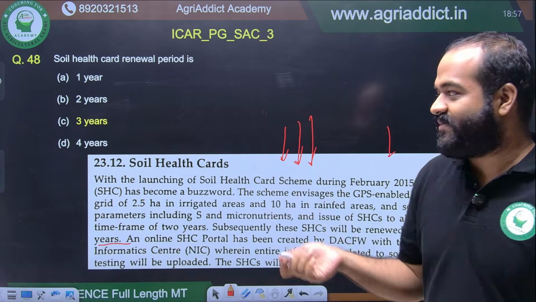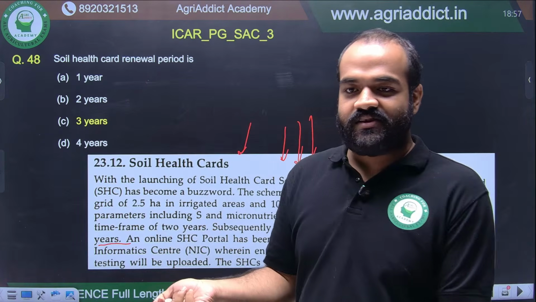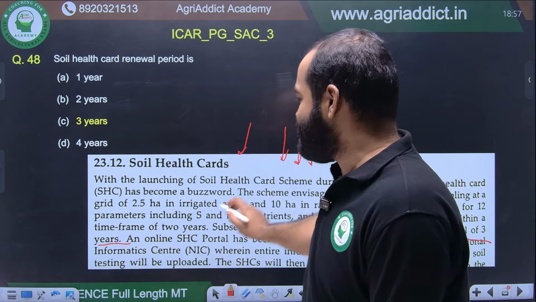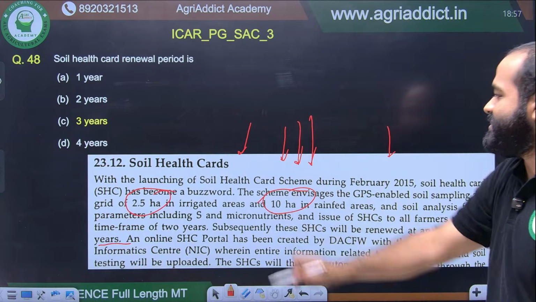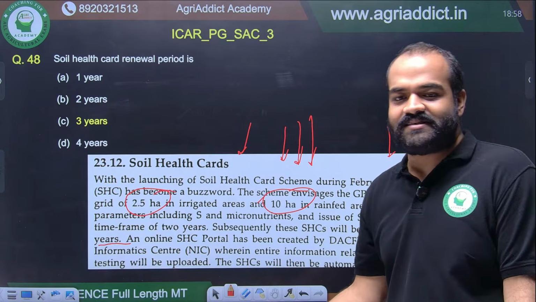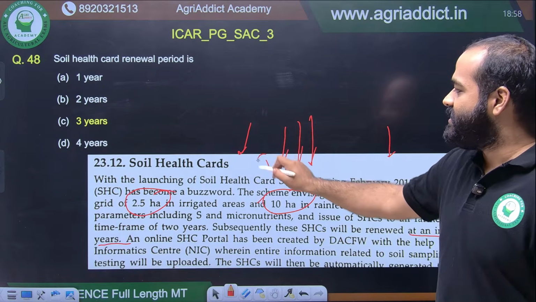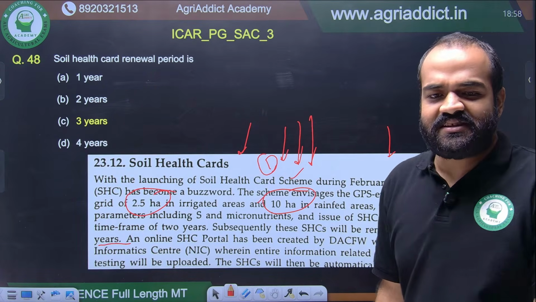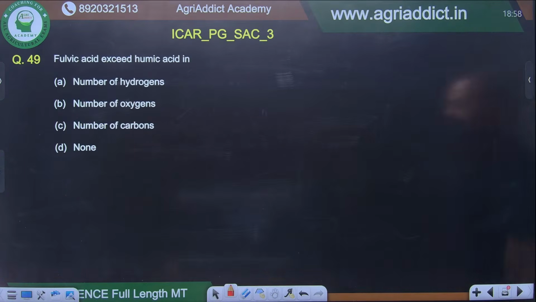What properties? What are the properties that are measured? What are the parameters that are measured in a soil health card? What information do we get in it? In how many days does it get renewed? What is the sampling size? What is the grid size? What is the field size? That's all. Only 5-6 questions only. But if you read this only once, it is very easy to remember. There is nothing else. Be very thorough with your textbooks. That only will give you the ranks.